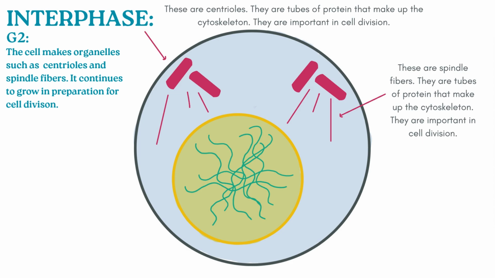In G2, the cell makes organelles such as centrioles and spindle fibers. The cell continues to grow in preparation for cell division. The centrioles are tubes of proteins that make up the cytoskeleton. Spindle fibers are tubes of protein that make up the cytoskeleton. They both play an important role in cell division, specifically in the dividing of chromosomes.